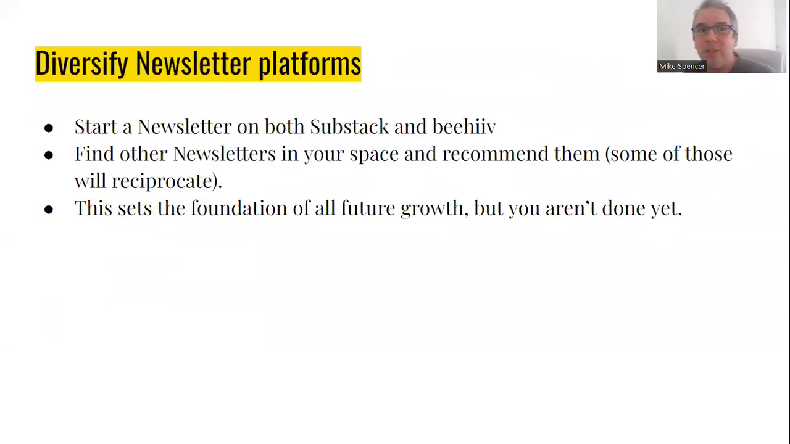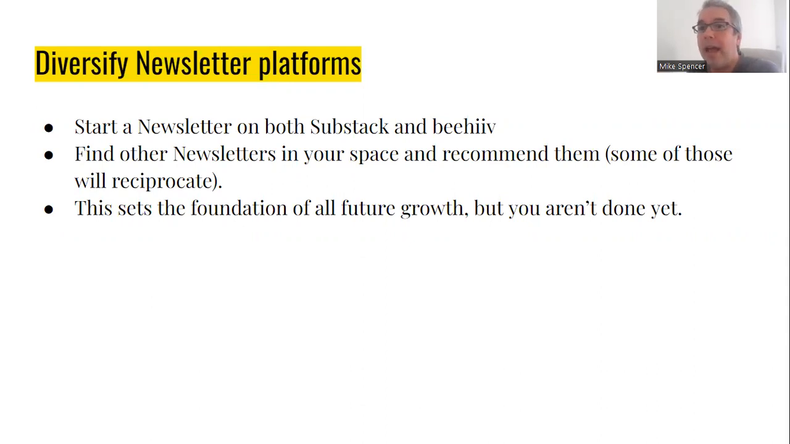So the important thing is to diversify newsletter platforms. This is counterintuitive, but because peer recommendations are really taking over algorithmic and social media ads as the easiest way to get new followers, you have to do this. So you start a newsletter on both Substack and Beehiiv because they both have really great recommendation networks.